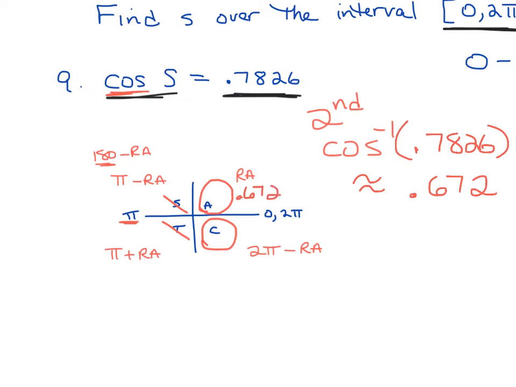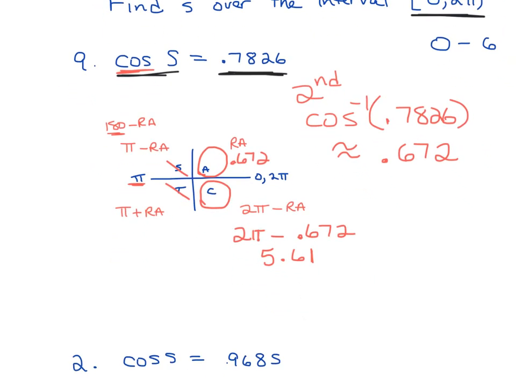Okay, again, remember we already eliminated 2 and 3 because remember cosine's negative in those. So here, I'm going to take my 2 pi and I'm going to subtract 0.672. So you can just hit 2 and then the pi button and then subtract 0.672. Once you do that, you should get 5.61. And these are going to be my 2 angle measures in radians. So S is equal to 0.672 and 5.61. Notice it is in my range because remember the range was from 0 to about 6.28.